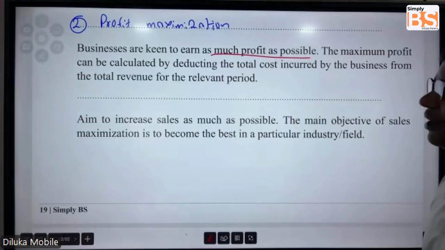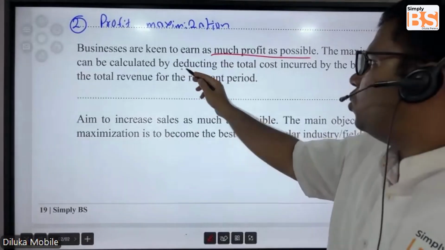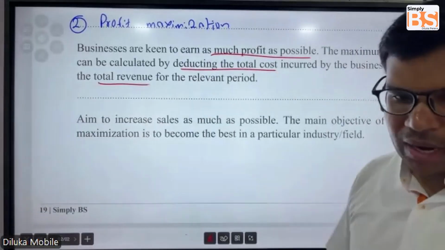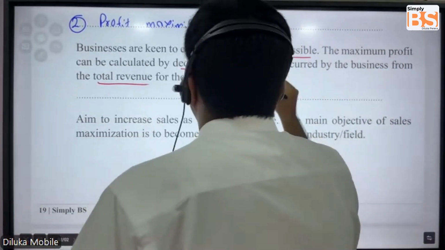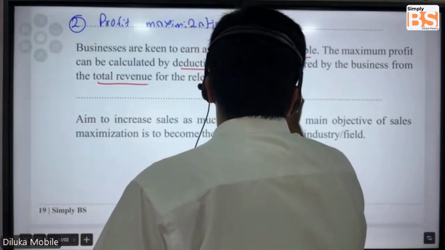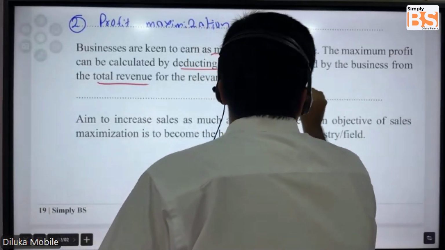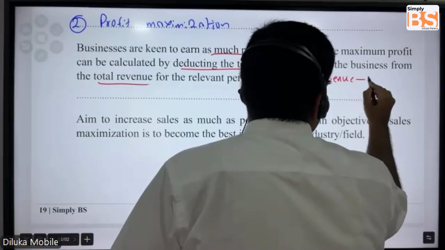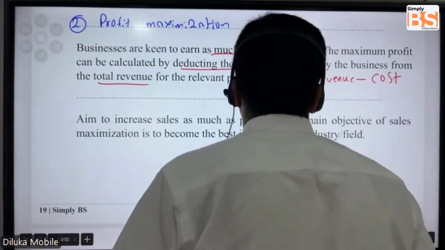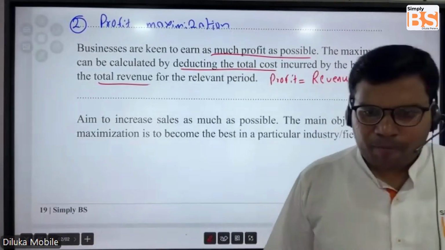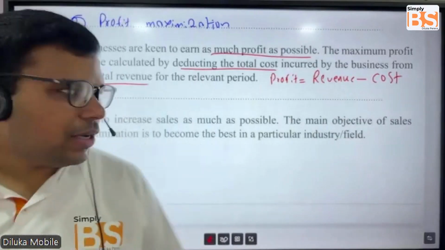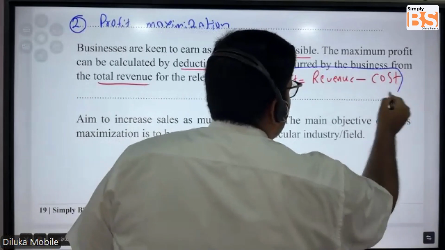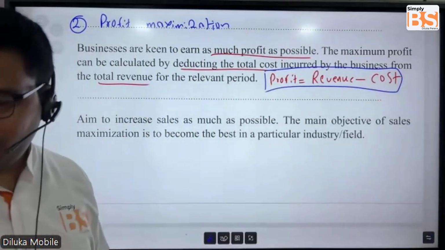The maximum profit can be calculated by deducting the total cost incurred by the business from the total revenue. That, of course, you know. So profit is equal to the total revenue earned by the business minus the total cost. That's what you do in your income statement. In your income statement, you calculate your profit, your gross profit, your net profit, isn't it?